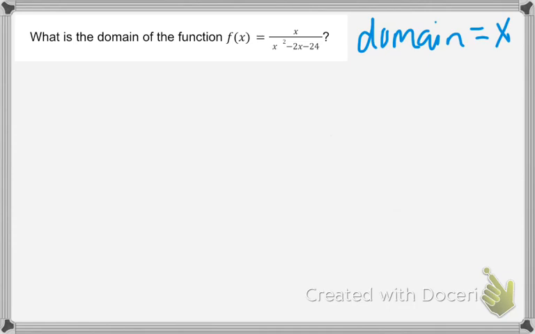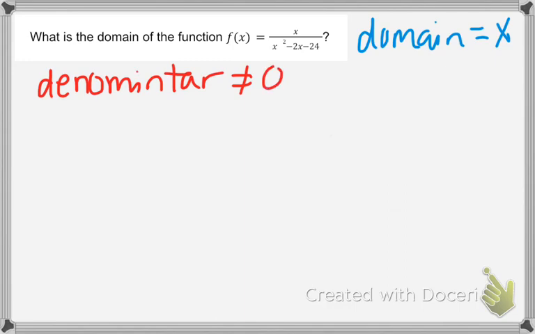And when we have a rational function, there are certain x values we can't have. That comes from the fact that the denominator can't be equal to 0. The denominator of a fraction just can't have 0. We can't divide by 0. So any x value that will give us 0 in the denominator, we can never include in our domain.